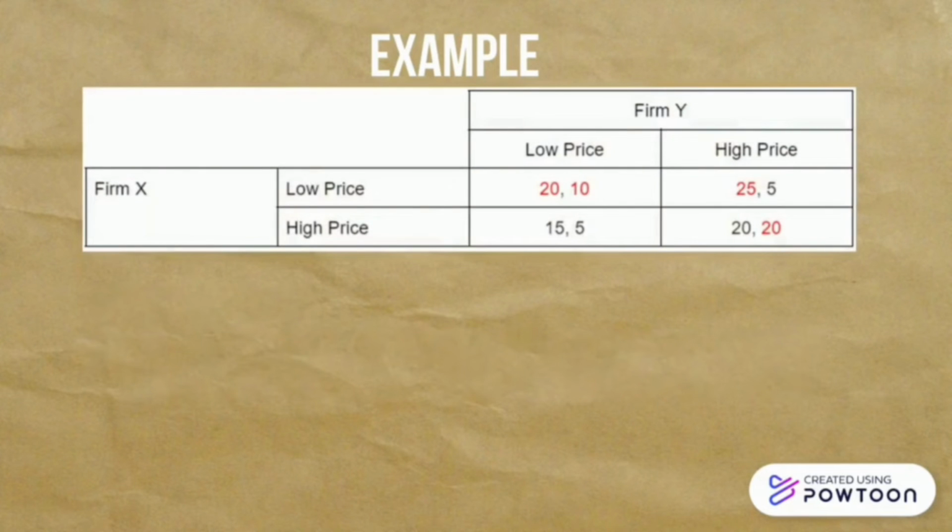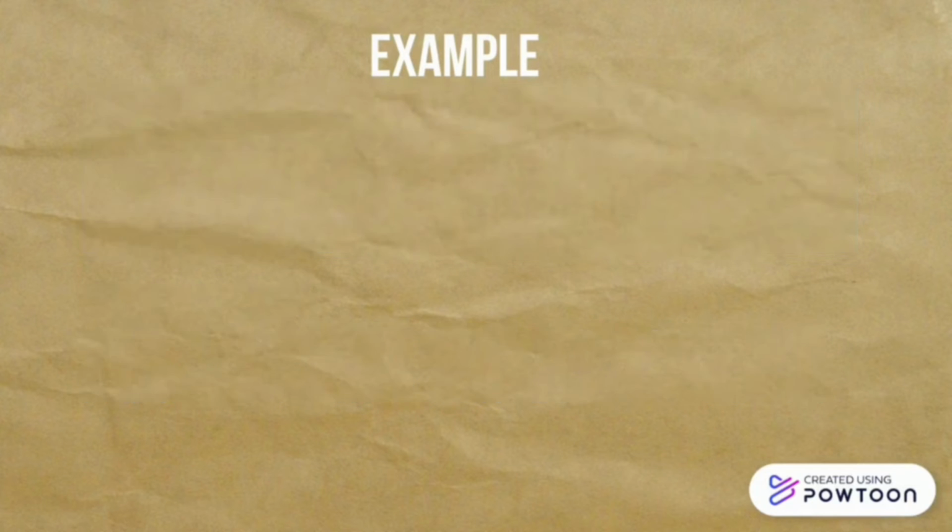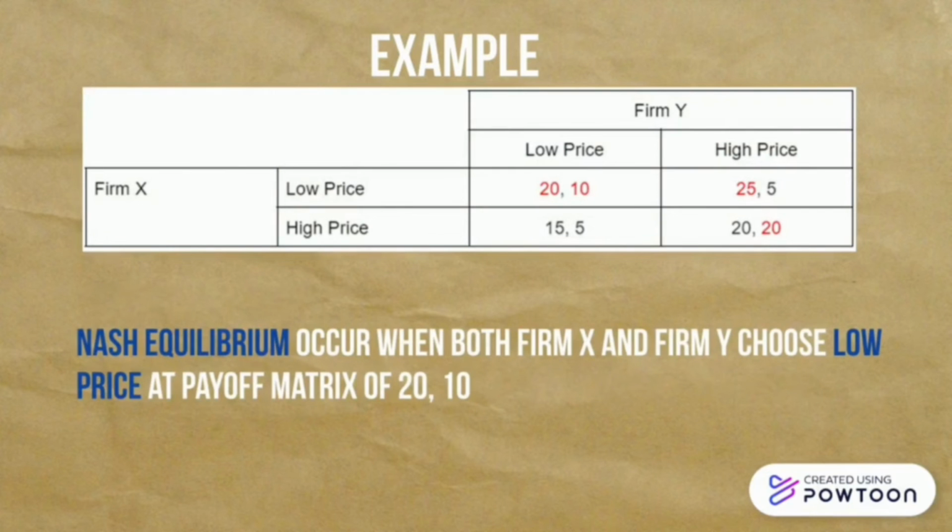Now, we switch to the decision of firm Y based on the strategies of firm X. If firm X chooses low price, then firm Y will also choose low price to obtain a higher outcome. While if firm X chooses high price, then firm Y chooses high price as well. From this, we can know that the Nash equilibrium occurs when both firm X and firm Y choose low price, at the Payoff Matrix of 20, 10.